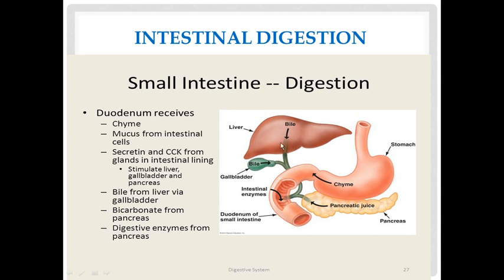The liver secretes the bile, and this is the bile duct. The excess bile is stored in the gallbladder, and this is the pancreas. It secretes pancreatic juice. The pancreas here is connected to the small intestine. The intestine consists of duodenum and ileum, and the intestinal wall secretes intestinal enzymes.